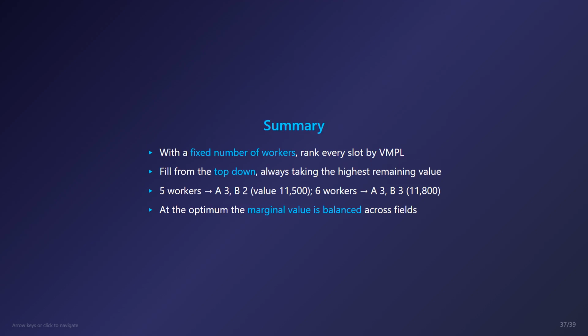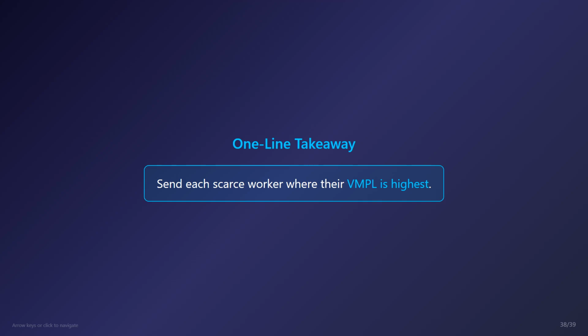Let's summarize. With a fixed number of workers, rank every slot by value of marginal product, then fill from the top down. 5 workers gives 3 in A and 2 in B, worth 11,500. 6 gives 3 in 3, worth 11,800. And at the optimum, the marginal value is balanced across the fields. The one line to remember: send each scarce worker to wherever their value of marginal product is highest.